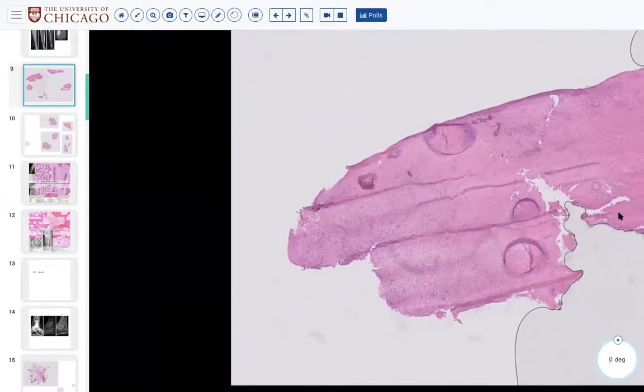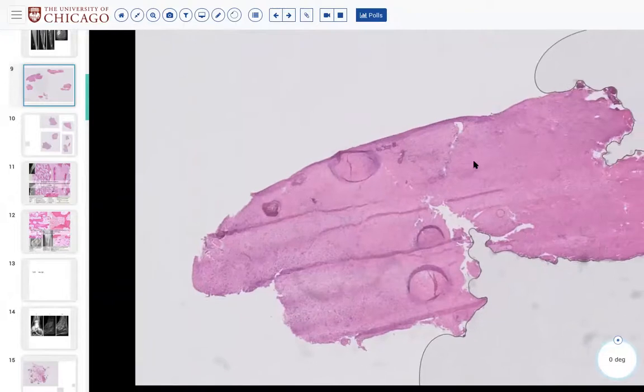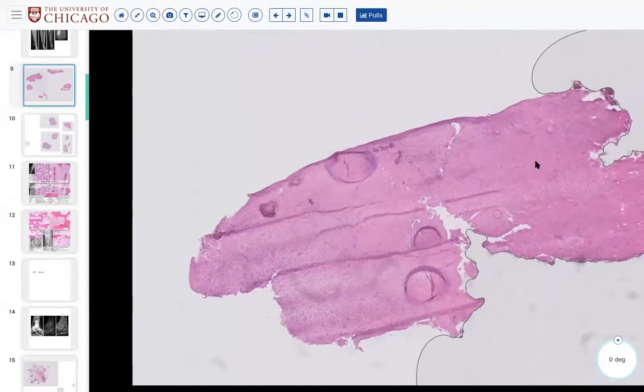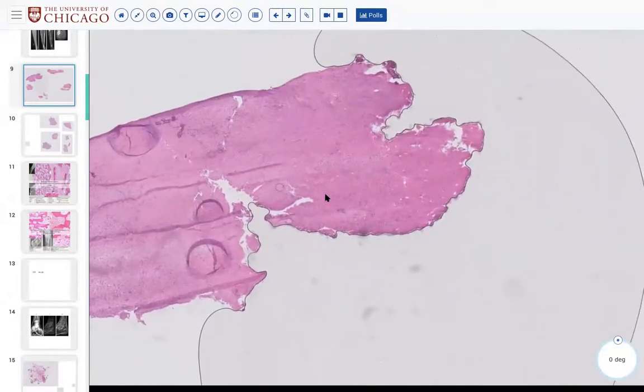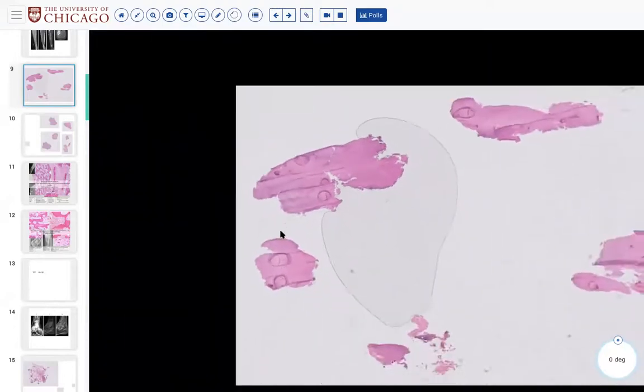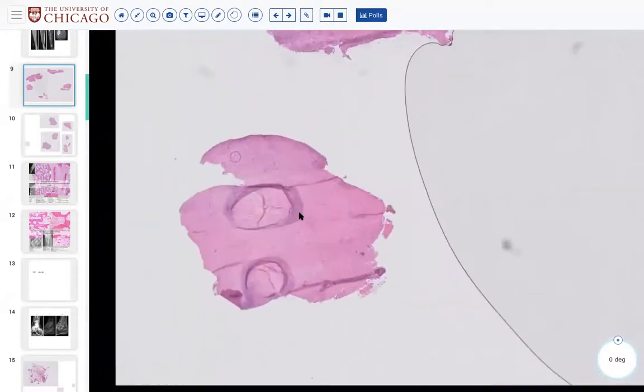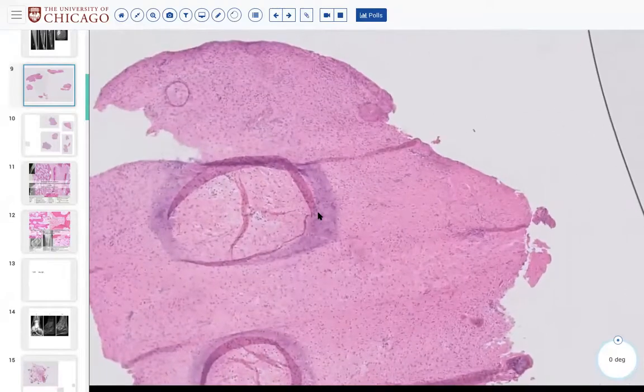Scant, giant, some kind of fibro-osseous lesion. Question mark fibrous dysplasia, non-ossifying fibroma.